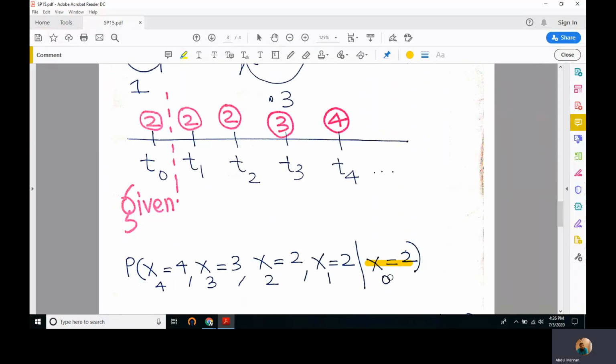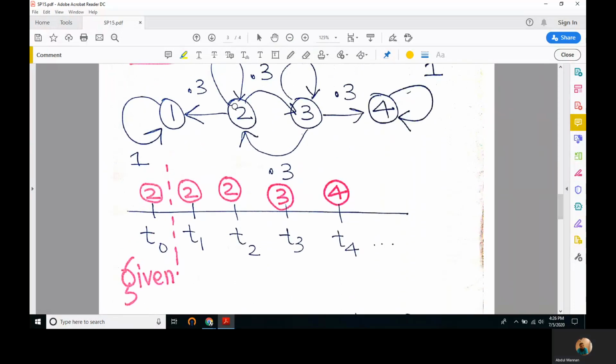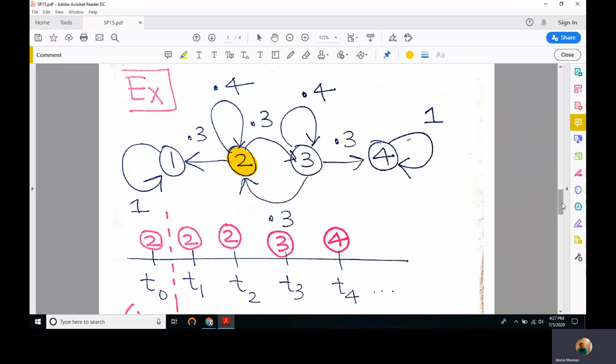This means at time 0, the process is in state 2. And you want to find out the probability that as time goes on, at time t1, the process is in state 2. We know that once it is in state 2, it remains in state 2 with probability 0.4, right? And at time t2, it's again in state 2.